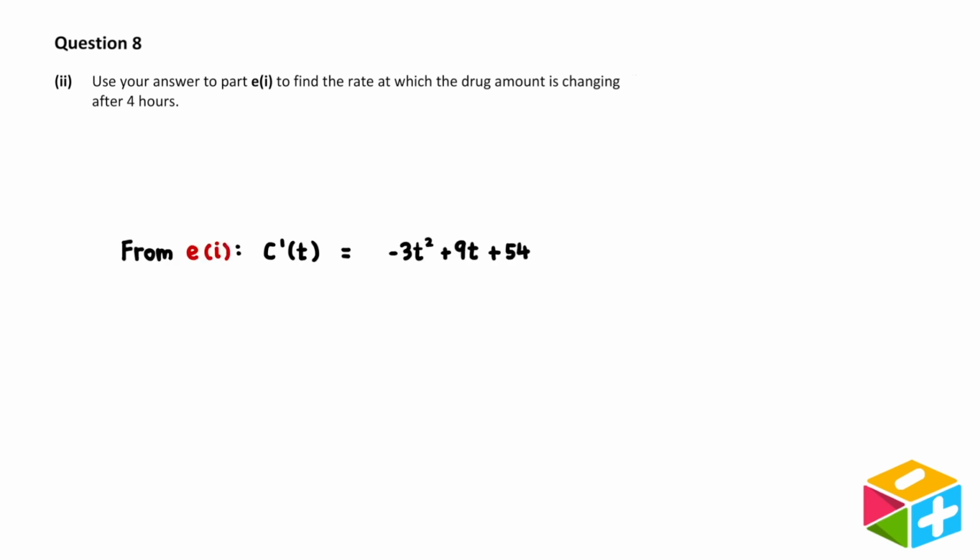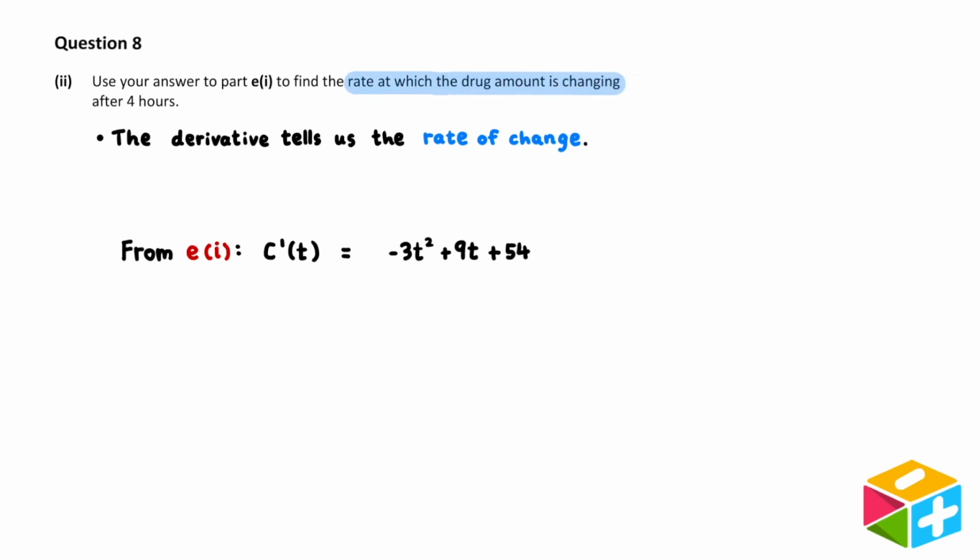In part III, we found the derivative of our function, c dashed of t is equal to minus 3t squared plus 9t plus 54. This derivative represents the rate of change of our function. We're asked to find the rate of change after 4 hours. Since t represents time in hours, all we'll have to do here is sub in t equal to 4 into our derivative function.